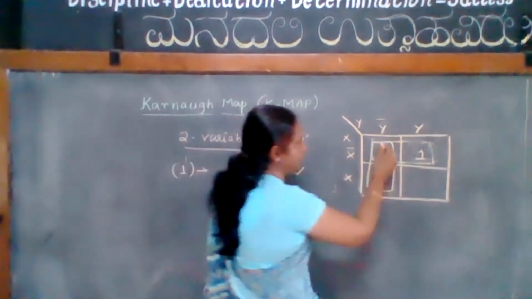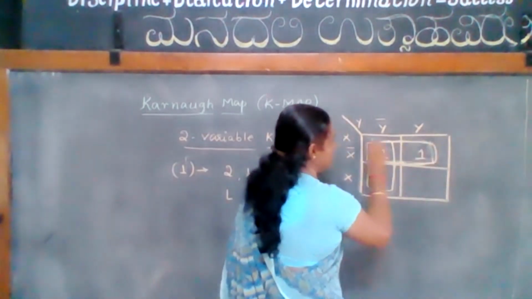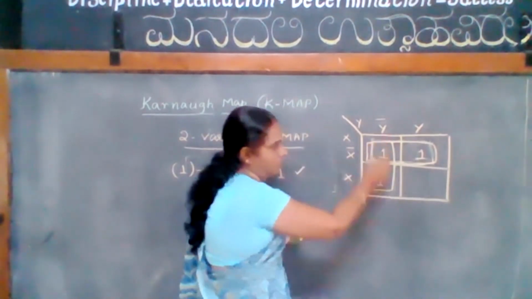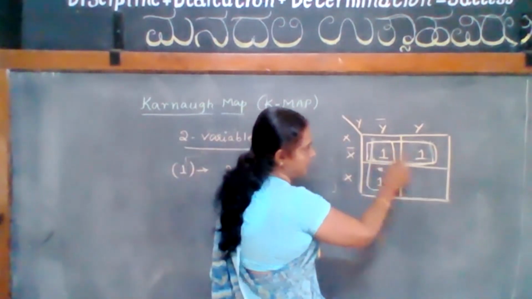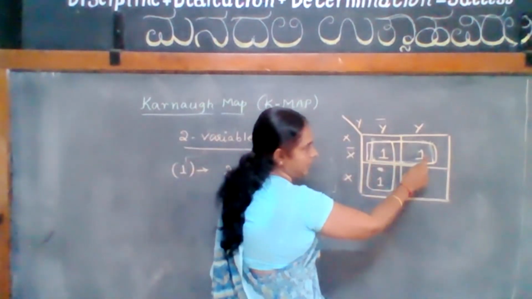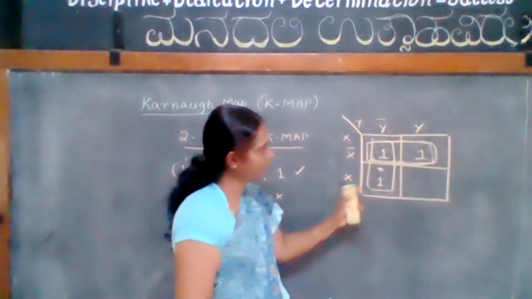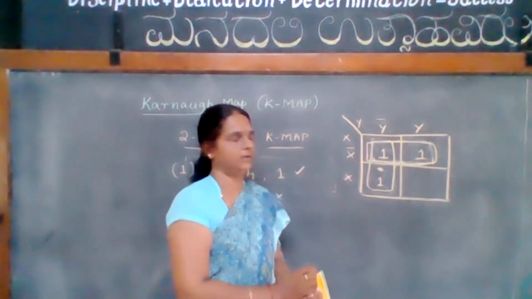So this one can be combined with this. Even though this one is grouped with this, or vertically it is grouped, we can group this one with this second cell one. Okay, so here we have two groups. Now, how to write the simplified expression for this?